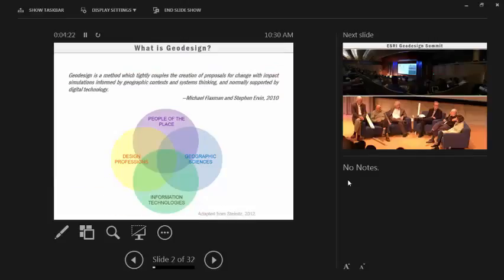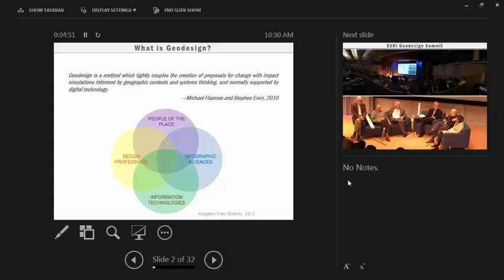Okay, great. Thank you. Okay, so geodesign, to define it, you can read here: geodesign is a method which tightly couples the creation of proposals for change with impact simulations informed by geographic contexts and systems thinking and normally supported by digital technology. This is a definition coming from Michael Flaxman and Stephen Irvin. This is coming out of the first geodesign summit, which was held out in Redlands, California back in 2010.